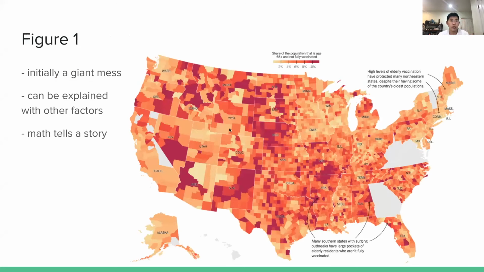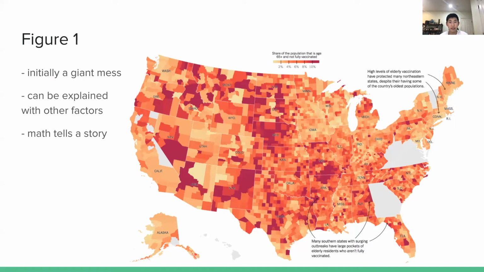So the first figure we'll look at here is a map of the population 65 and above that is not fully vaccinated. Initially this might look like a giant mess, but it really can be explained with some other factors. It shows that math can help to tell stories here because it's really reflecting what's going on in the world right now. For example, we see in the Northeast that high levels of elderly vaccination are protecting these states despite their having some of the country's oldest populations.